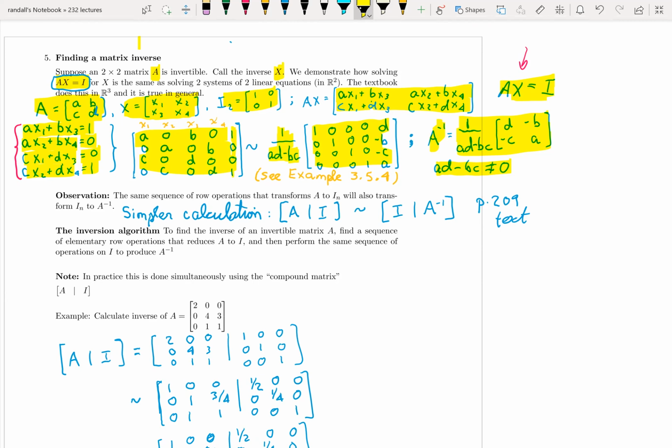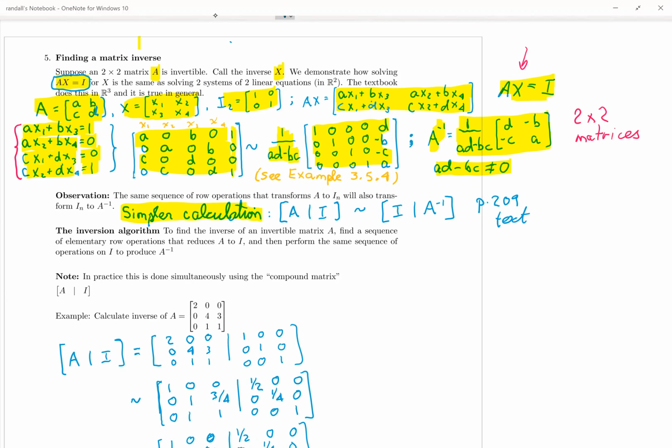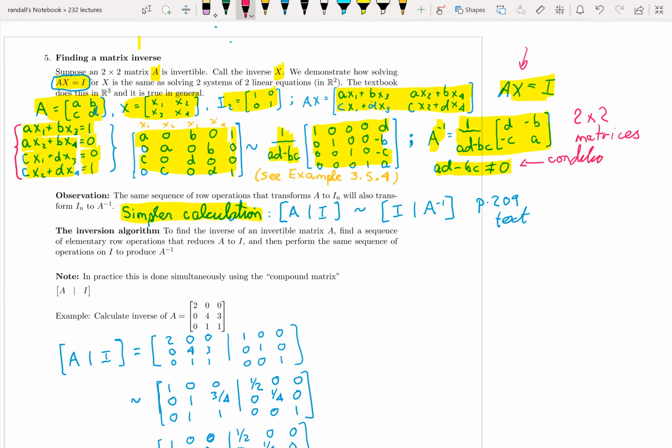Okay, but now there's a simpler calculation to allow us to find determinants for larger matrices. For 2 by 2 matrices, this would be the formula to remember, I'd say. You remember this formula to tell you the inverse of a matrix. And then also this formula is telling you the condition that the matrix has an inverse, that A has an inverse. And that quantity is the determinant of A, which we will see later on, okay?